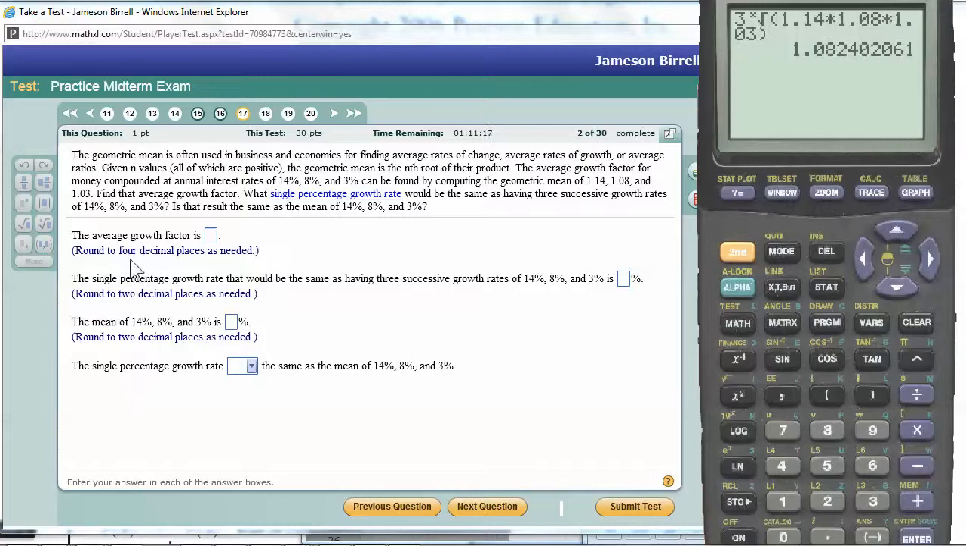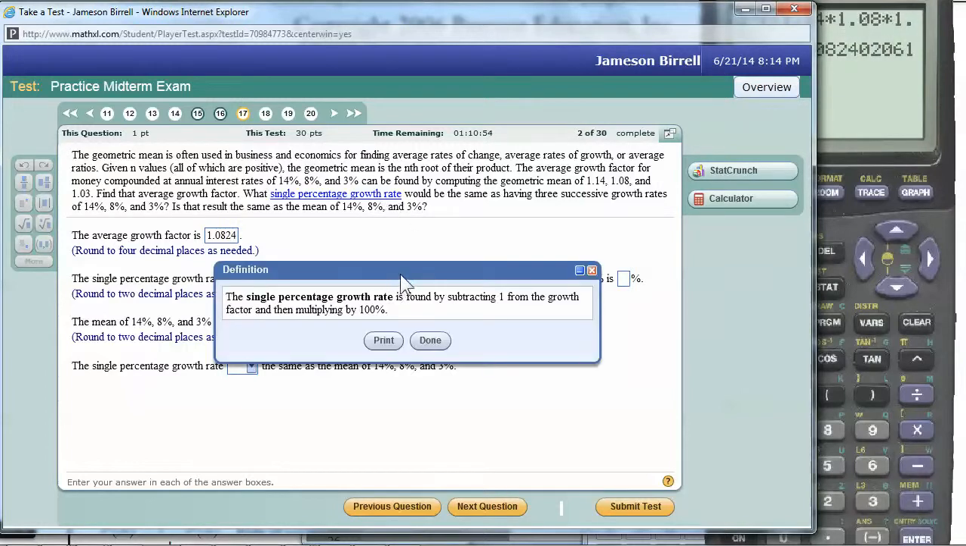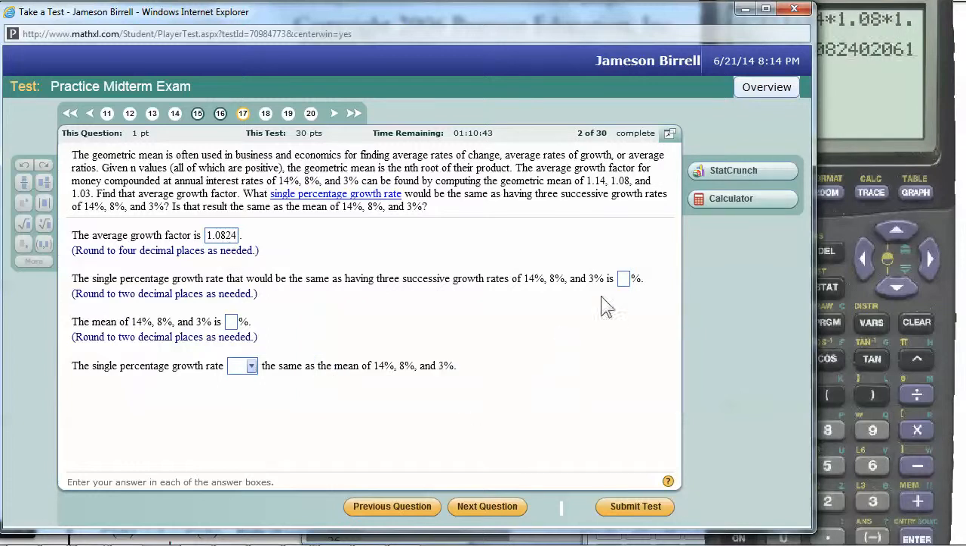So that's the number I'm going to put, and they want the nearest 4 decimals. So 1.0824. The single percentage growth rate that would be the same as having 3 successive growth rates of 14, 8, 3, that's here. They're saying essentially strip off the 1, that's the 100% representation, and just tell me what the percentage is. So in other words, multiply that remaining part by 100%. So as a percent, we're saying essentially 8 and 24/100ths of a percent.